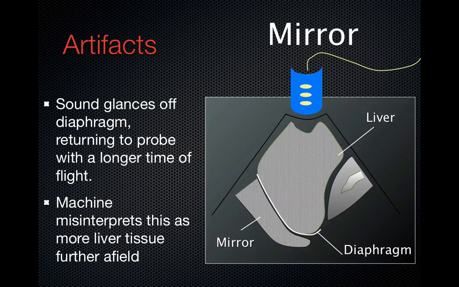The mirror image artifact is created when sound glances off of any very high reflecting structure such as the diaphragm or the pericardium. In the case of the liver, the sound glances off the diaphragm and returns to the probe with a slightly longer time of flight. Because ultrasound interprets time as depth, the machine misinterprets this as more liver tissue that is further afield and will create a mirror image of the liver on the opposite side of the diaphragm.